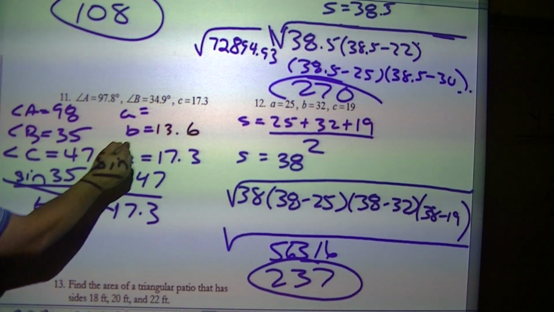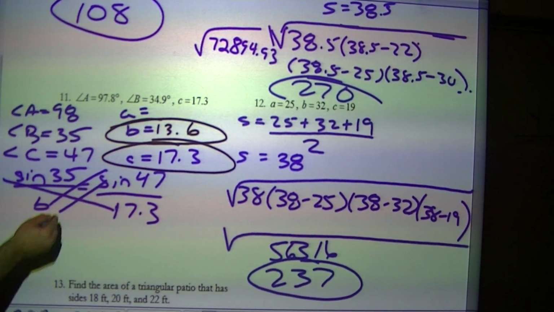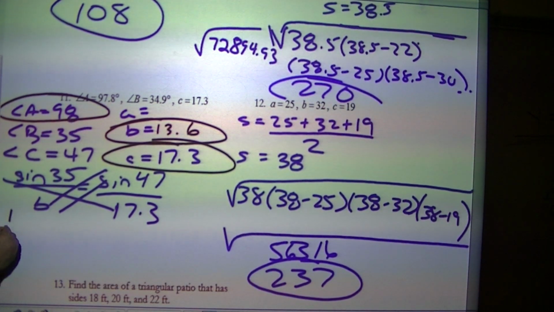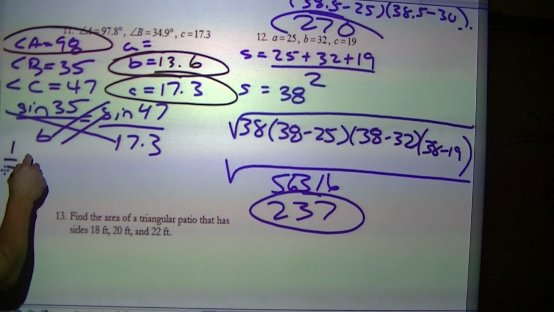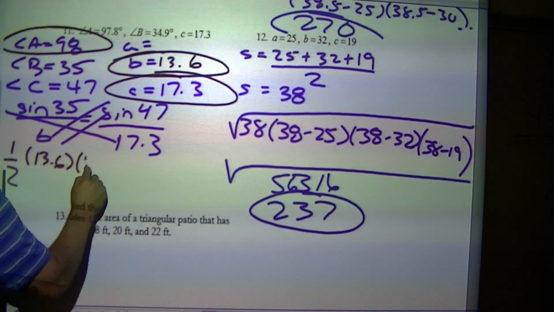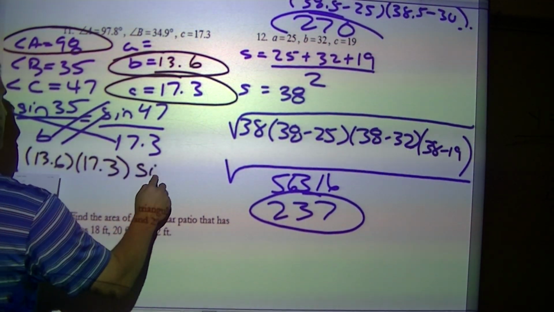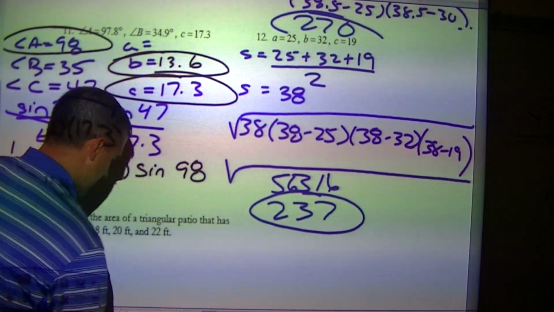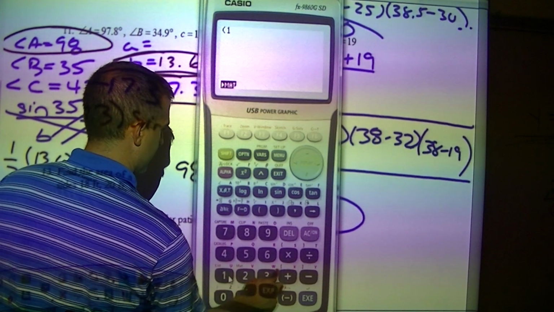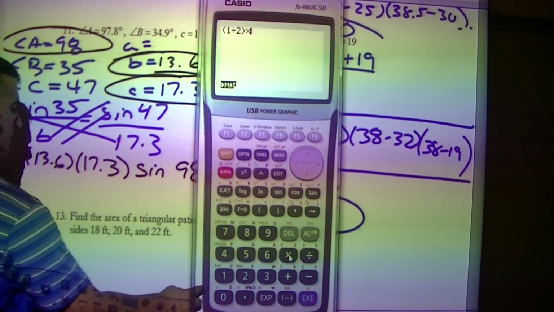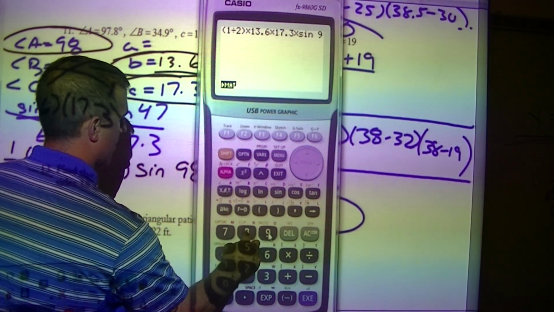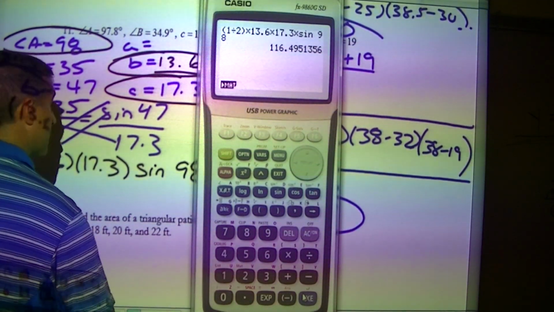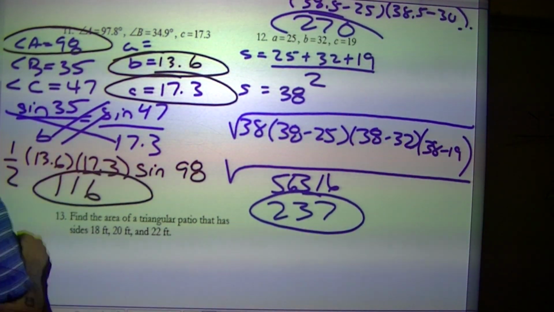All right, so if I've got B and C, the only area formula, the angle I have to use is that one. So that's going to be 1/2 times 13.6 times 17.3 times the sine of 98, okay, all right. So I'm going to do 1/2 times 13.6 times 17.3 times sine of 98. All right, and that gives me 116.49. I'm just going to make this 116. As long as you're close, we're not going to be too picky.